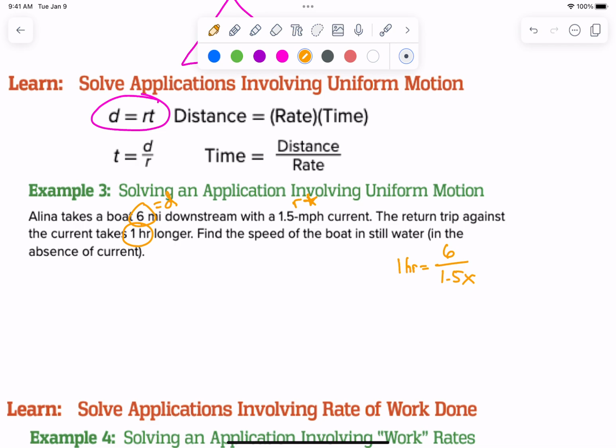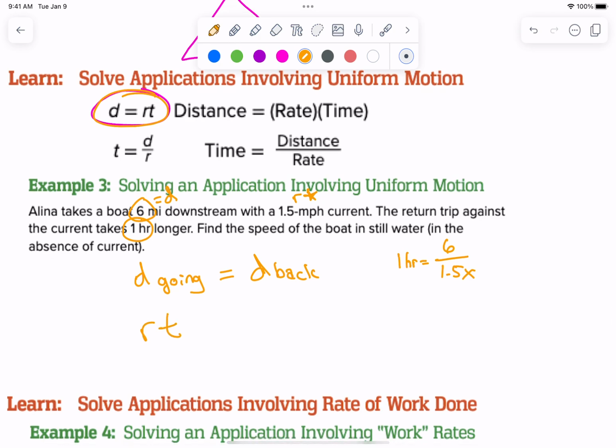Here's what I'm thinking. Distance equals rate times time, right? I don't know if this is right. Distance equals rate times time. The distance going there is equal to the distance coming back, correct? That's the only thing that stays the same. My rate is not going to stay the same because I'm going against the current and with the current. The time is not going to be the same, but the distance going and coming back is going to be the same. So I can have my rate times time going equal to my rate times time coming back, because distance equals rate times time.